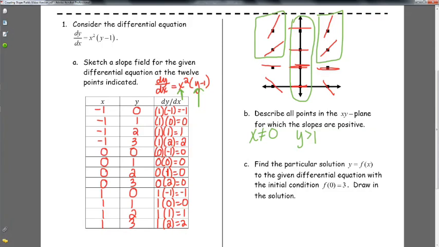Part C, find the particular solution. If y is equal to f of x is the solution to the initial differential equation with the initial condition f of 0 is equal to 3, draw in the solution. So I'm going to first draw in the solution, and then we'll go ahead and solve the differential equation. I'm going to get rid of all these green lines so it doesn't distract you.